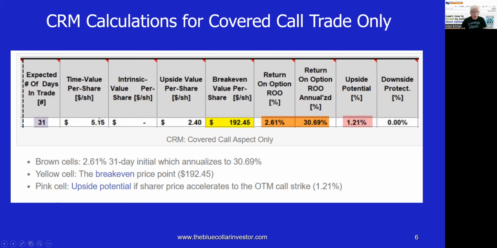That means the entire 515 premium will then generate, and the calculations show a 31-day return, you see highlighted in purple here, of 2.61%, which based on that 31 days annualizes out to 30.69%. You will also see in the pink cell over here that if the price of CRM rises to that out of the money 200 call strike, we will have generated an additional 1.21%. So these are the calculations before adding in the debit of the protective put.